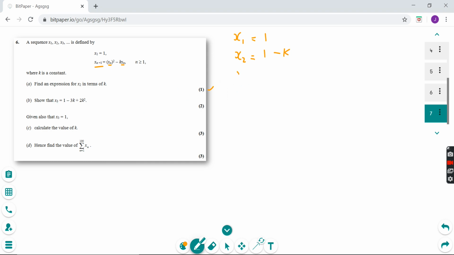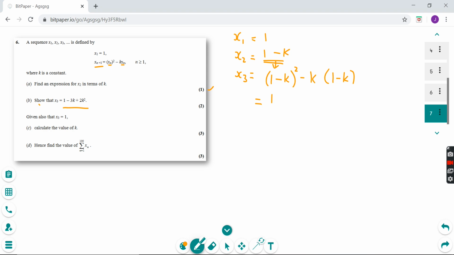Show that for this next term, show something in k. I need to show all the working out then. So it's the term before, which I've got my answer. So I'm going to use this now in this one here. The term before, which is all of that being squared, minus k lots of the term before.